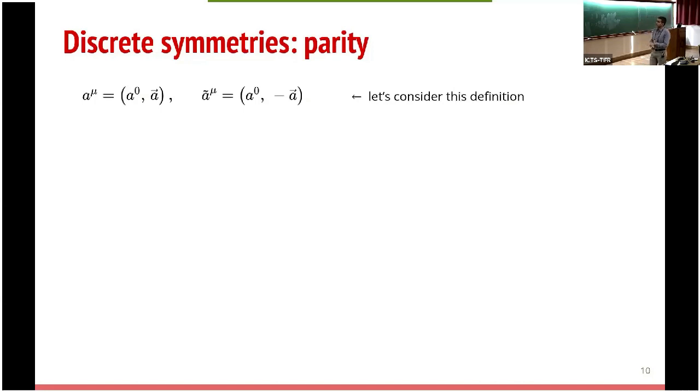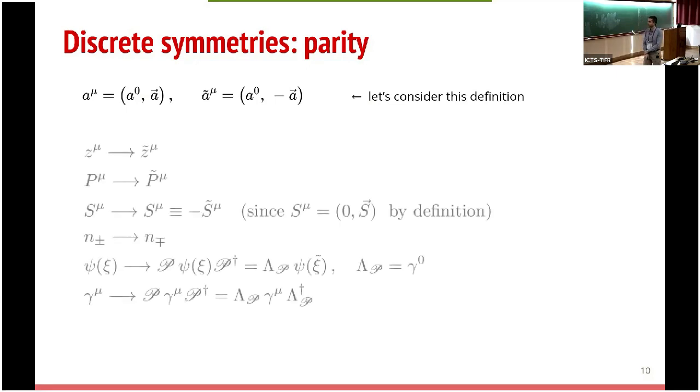Okay, at this point, let's consider the role of parity and time reversal. So parity, if you have a space-time point like a^mu, a vector, what does parity do? It changes the spatial components. So let's consider a tilde, the vector a with the opposite spatial components, so let's add a minus sign there. This is what happens for momenta, for the spin, and for the light cone basis vectors. So as we said, z goes to z tilde, and the same happens for momenta.